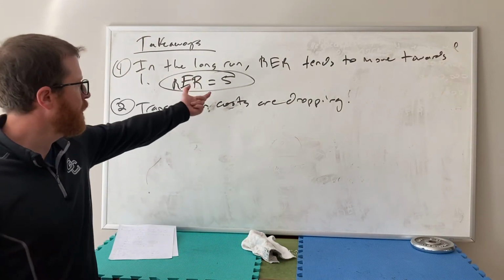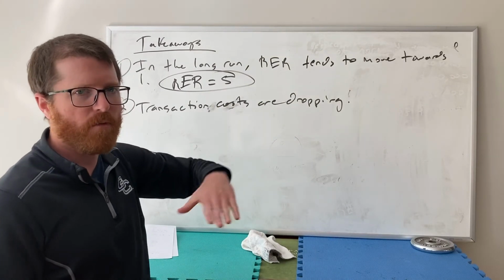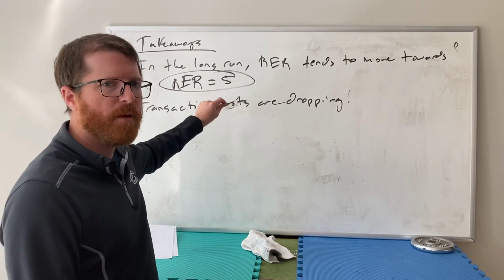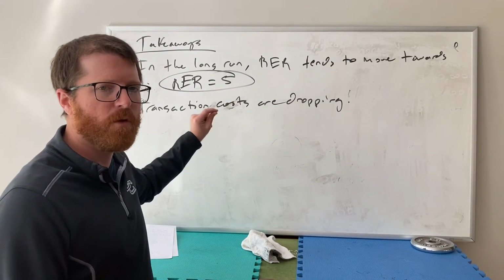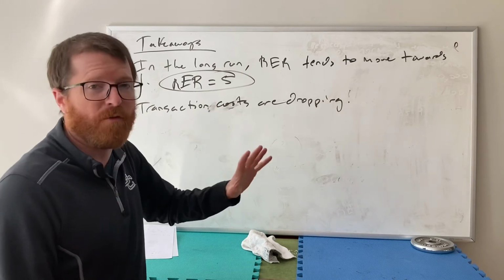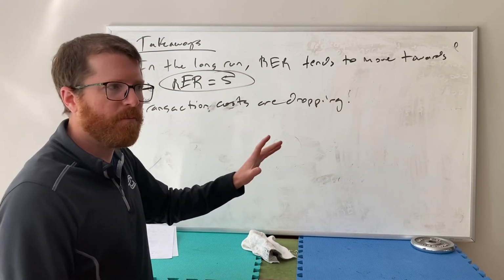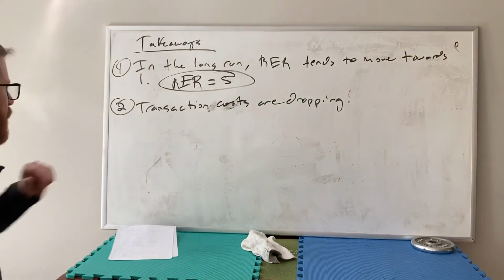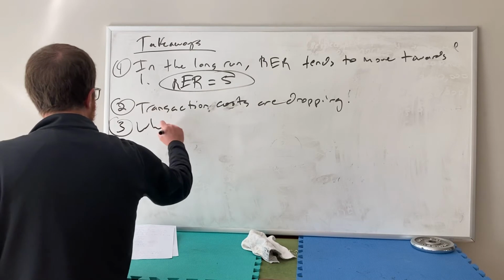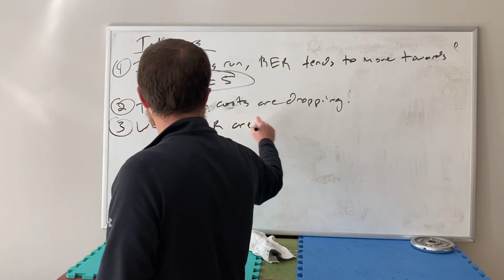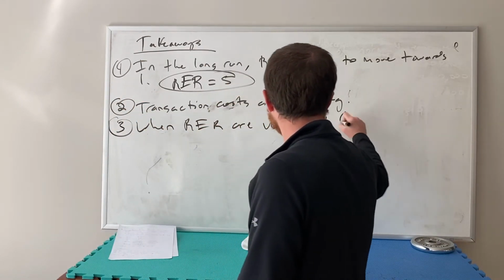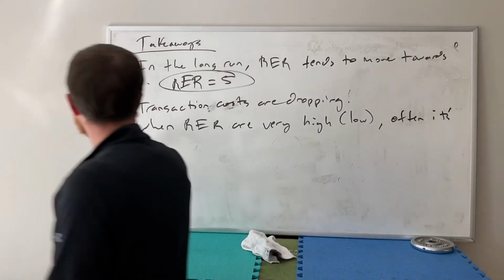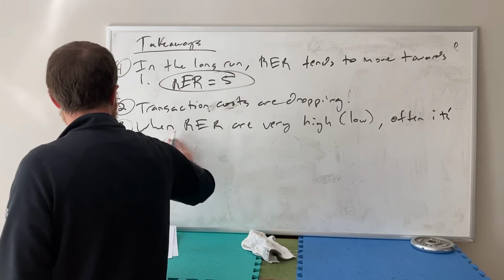So what that means is when real exchange rates are far away from 1, right, either really high or really low, you can expect it to move towards 1 because transaction costs are dropping through time. All right, so although the law of one price is not literally true, it does bear some guidance in thinking about how prices will change over time. Also, what we can learn is when real exchange rates are very high or very low, often it's a result of particularly high transaction costs.